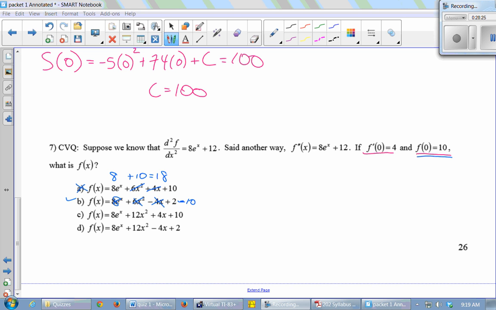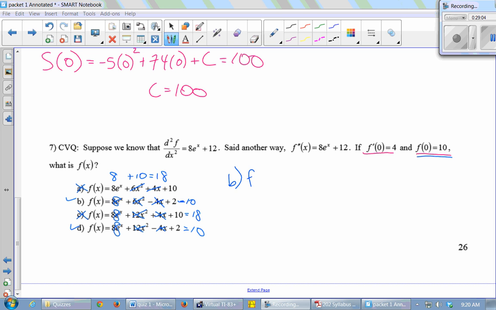And when I plug into C, I'm going to get 8 for the first term, 0 for the middle terms, and 8 plus 10 is 18. Can't be C. And then for D, I'm going to get 8 for the first term, 0 for the middle terms, and plus 2 is 10, so it could be D. All right, so I've eliminated A and C, so that's helpful. Because now I have to start checking derivatives, and having eliminated 2 saves me a lot of work. I don't have to check the derivative of every function. I'll just check B and D.